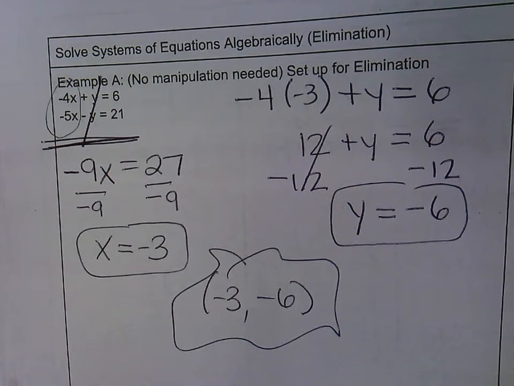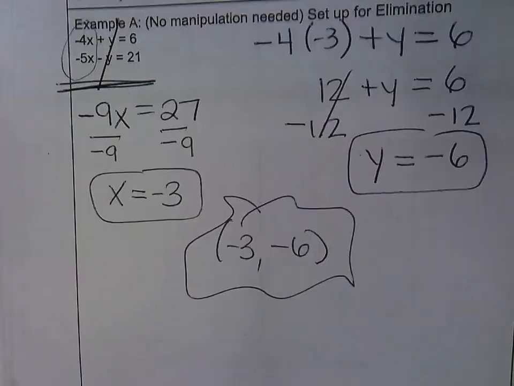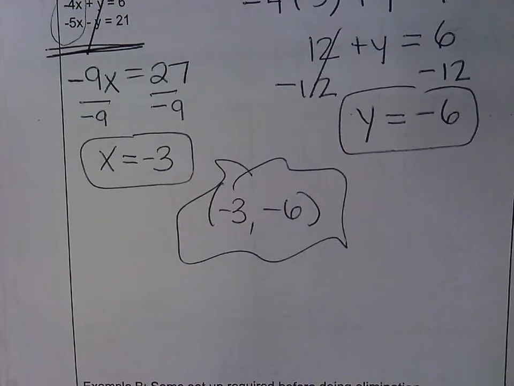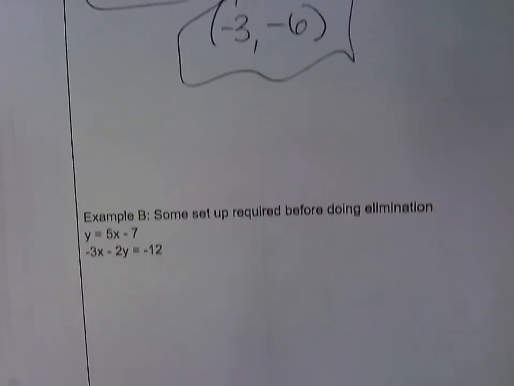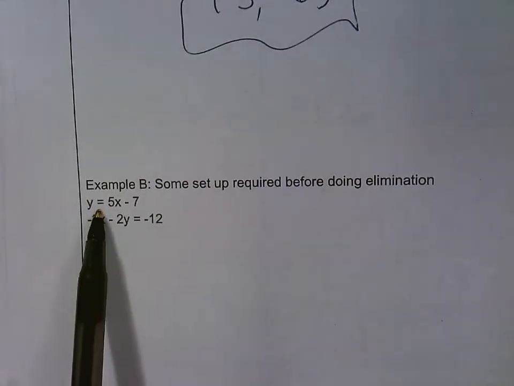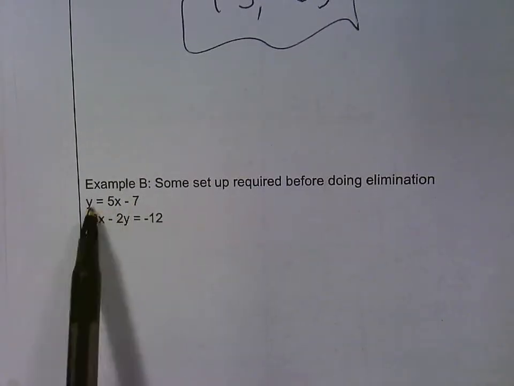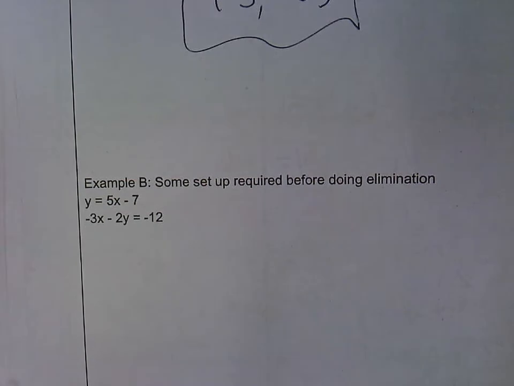And you'll see in example B, it's not set up for you. If it were me, I would solve example B by substitution. So do you see example B? See how it says y equals? I could just do substitution and solve this one. I just want to show you what you would do if you wanted to solve everything by elimination. How would I set this up for elimination?